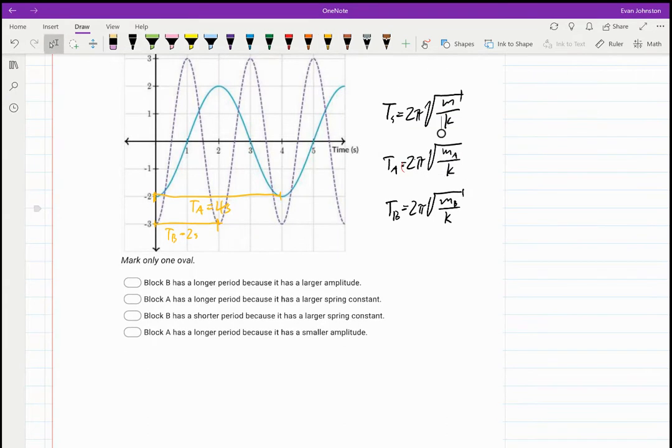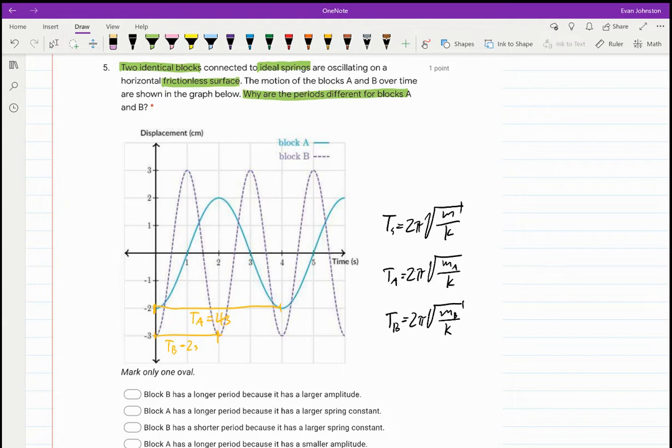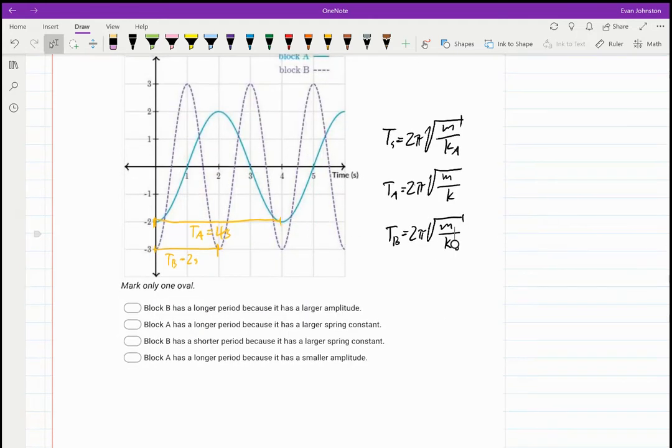And so think about this. Based on the ones we've already kind of looked at, and saying that the blocks are identical. The blocks are the exact same. So really this A here can go away. And the B here can go away because those are the exact same. But we have different springs. Gotcha. So what has to be different here? If A has a bigger period, A has twice the period, what must be the case?